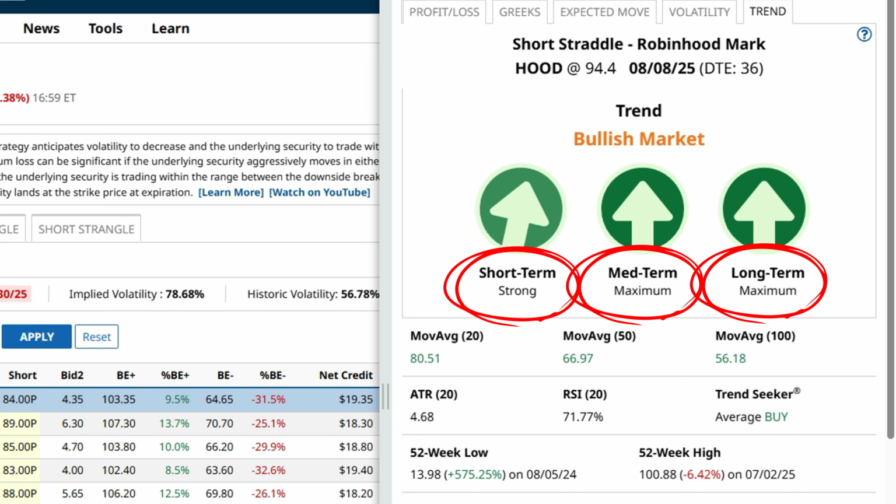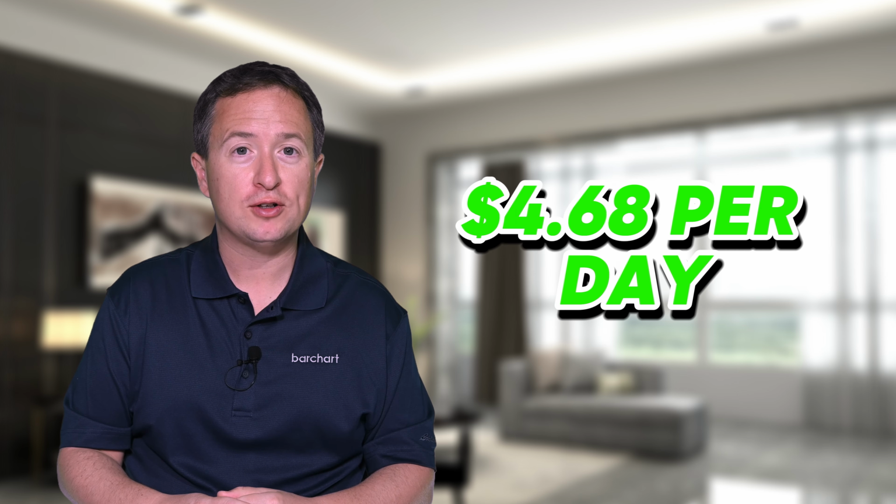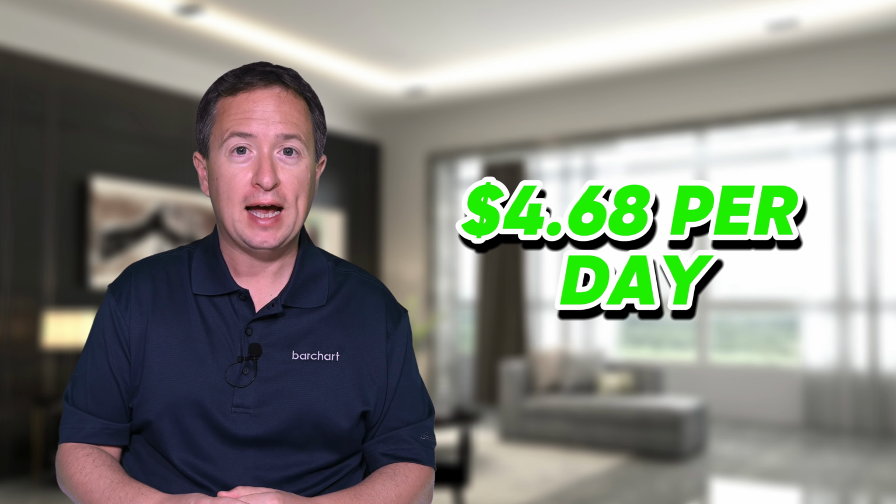This underscores the risk of this particular short straddle trade. You're very exposed to upside price movement. It also shows the relative strength index, which tags it as near oversold at 71.77%, with an average true range of 4.68, which means the stock has recently moved by an average of $4.68 per day. And you can see how the Trend tab is a favorite amongst technical traders.